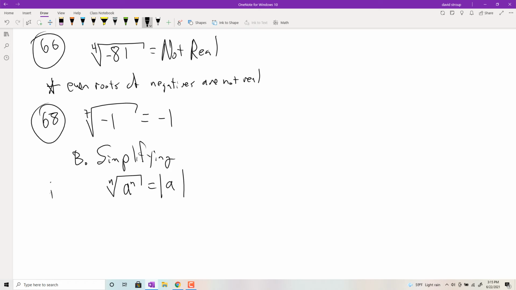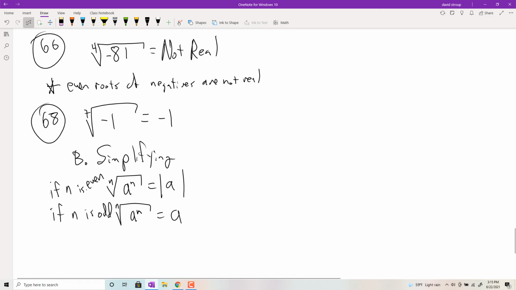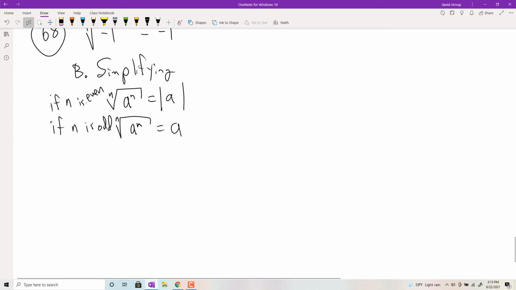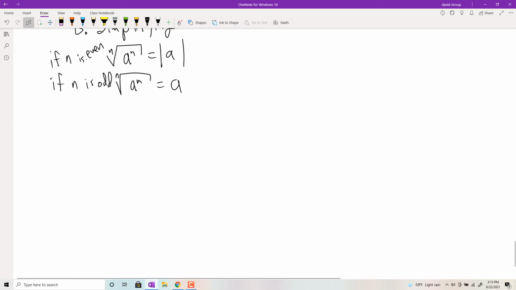Okay, so maybe I should quantify that. If n is even, that's the absolute value of a. If n then is odd, it is what it is, right? So you would have the nth root of a to the n just equaling whatever that a value is. Okay, so let's look at one or two of those examples, and then we can hop into MyMathLab and see what kind of horrors they have in store for us.